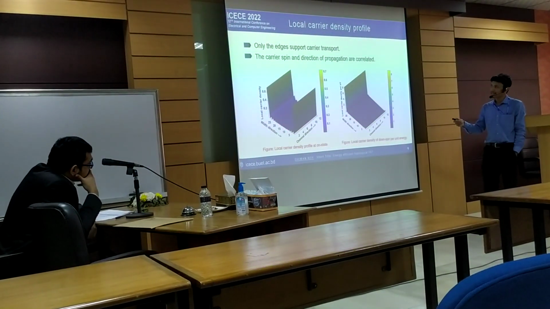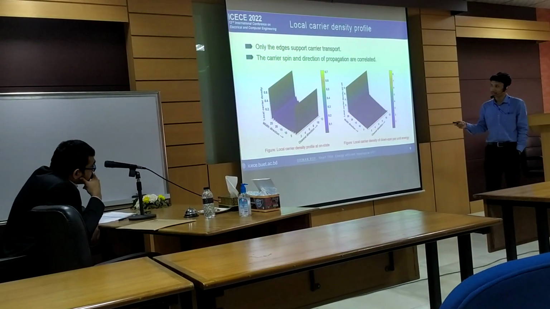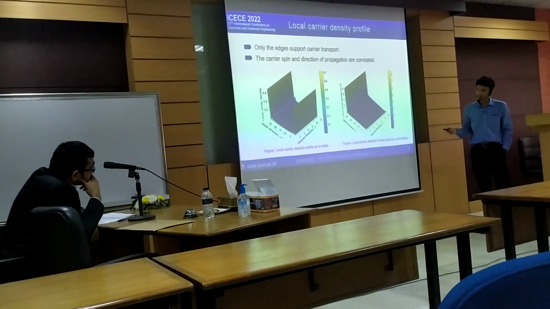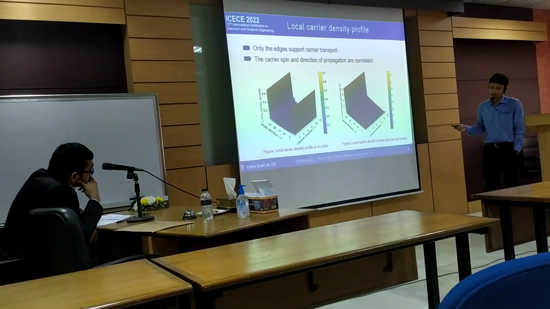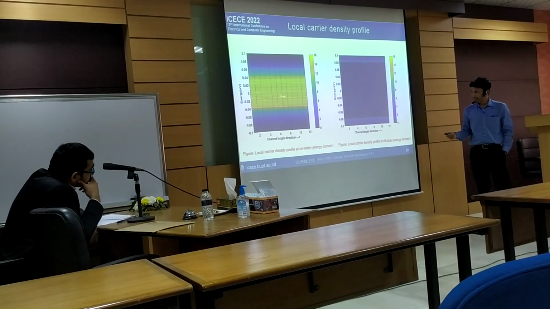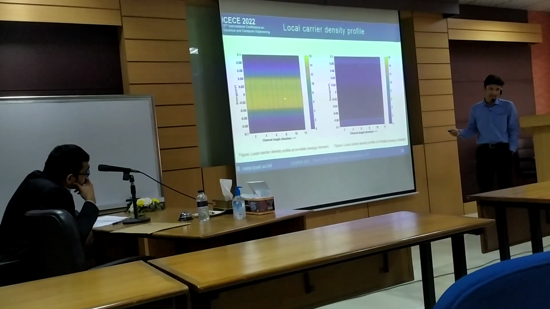So there you can see the speed and direction of the propagation, there is the correlation between that. And this gives the non-backscattering property of the topological insulator. And that's why the dissipationless transport at room temperature. And basically it's nothing but, in the energy domain, you can see the local carrier density profile.